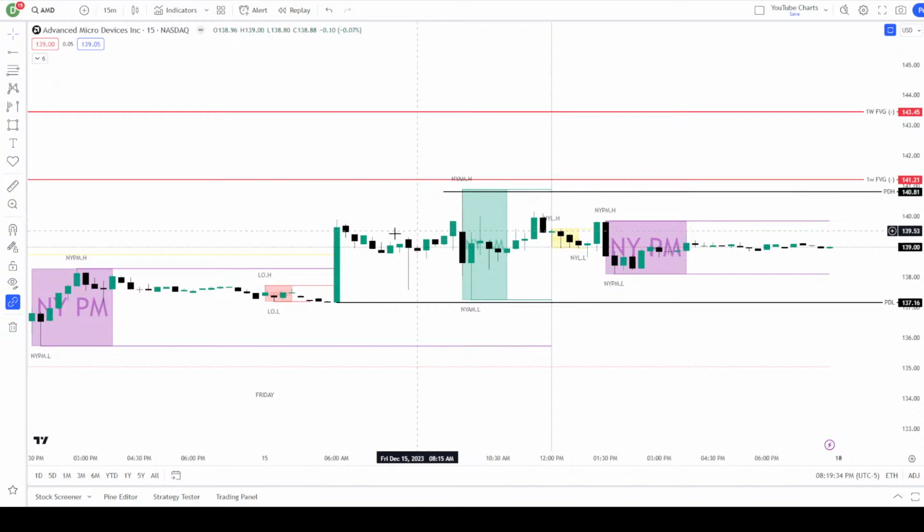So if you were using that method of watching London, looking for manipulation, and then targeting, depending if we go up or down, London high or London low, then you have a great opportunity to take a nice trade, right? The high here was almost 141, came back down, almost took London's low at 137, so that would have been a pretty sweet trade.